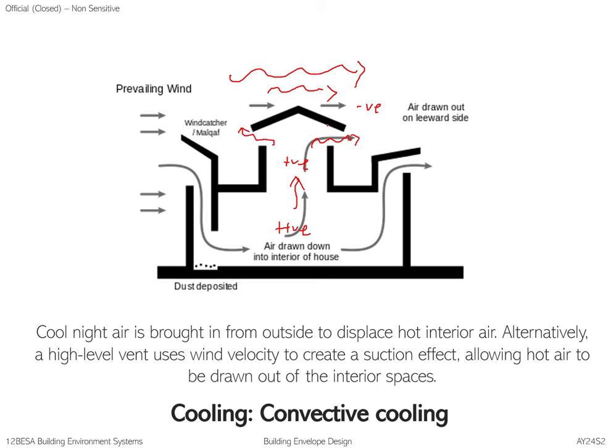This is by pressure difference, right? So by velocity as well, it will just draw out the air in this way. The air is drawn on the leeway side. Okay, so with that, it's actually a chain effect, right?